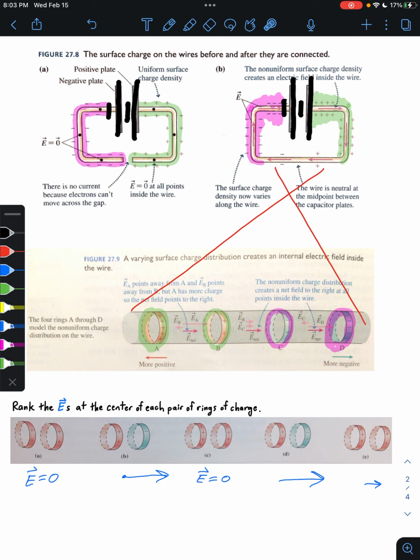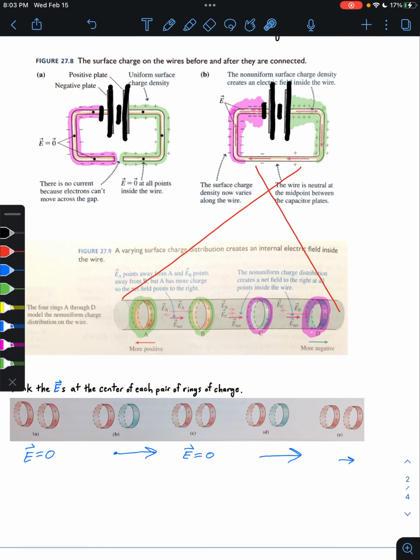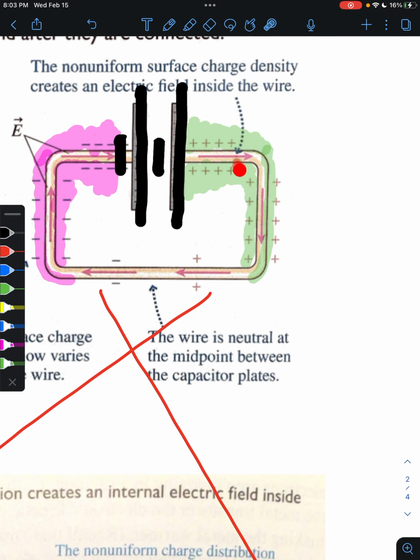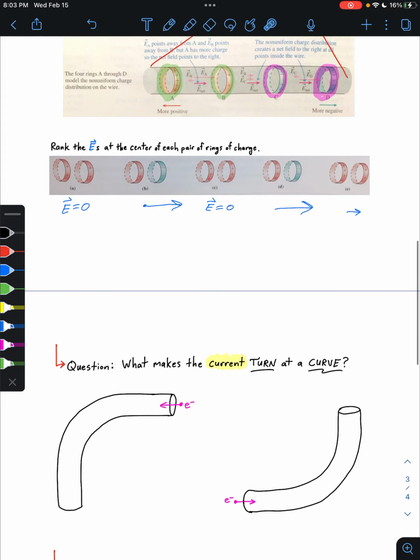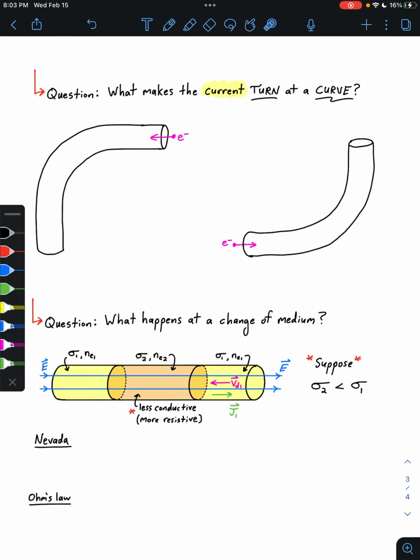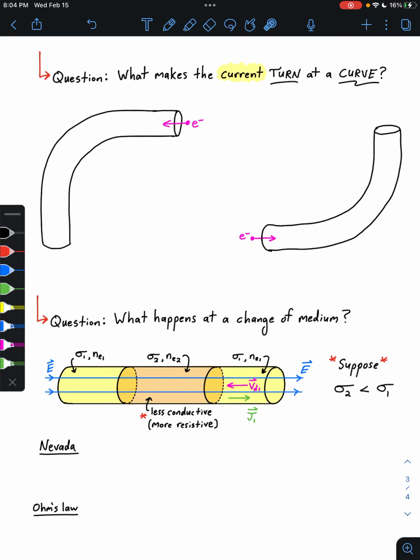All right, so if this is how we can generate a uniform electric field inside the wire with layers of surface charge of varying density and sign, then how about the corners specifically? How do we get electrons to turn a corner and follow that wire around? Let's answer this question. What makes the current turn at a curve?